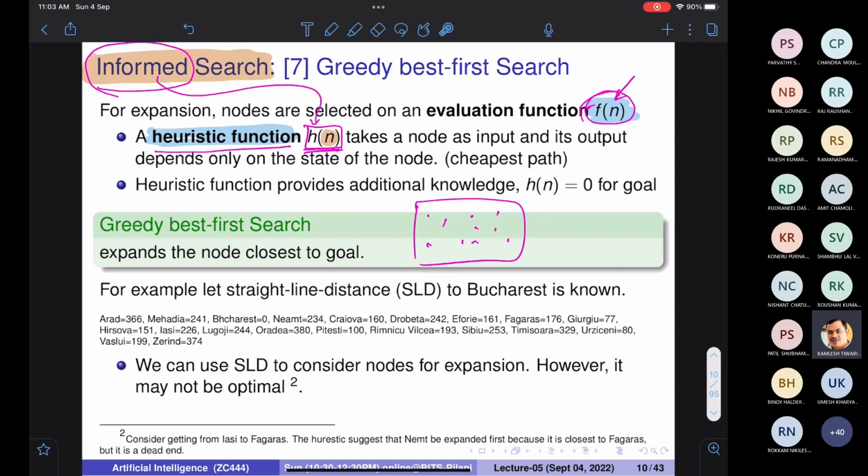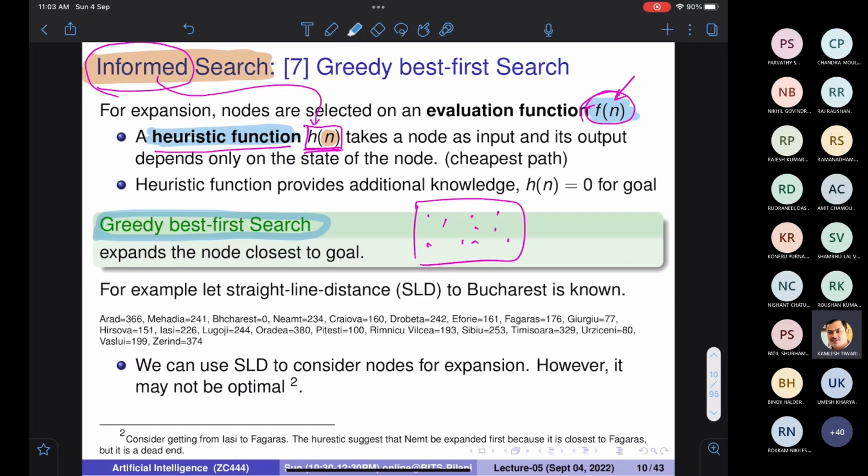If everybody understands this particular part, I have told only one thing, that there is some more information available, and I'm going to call it the heuristic function. What is this information? We are going to talk about this very soon. So let me discuss one strategy, once again a searching strategy, called the greedy best first search algorithm. Let us assume that this heuristic function tells the distance of this particular city from Bucharest. Let's assume that this information is also available.